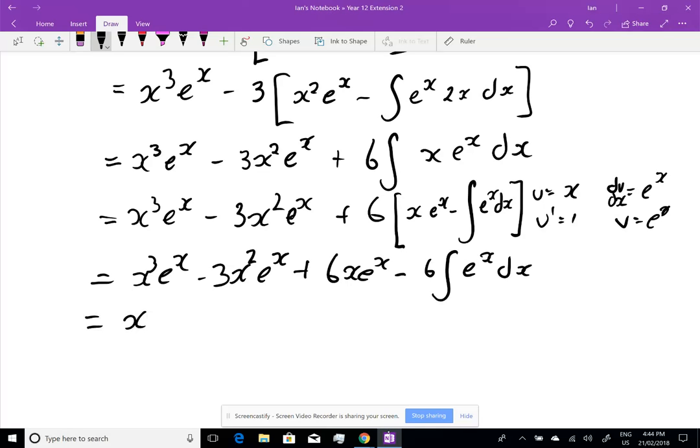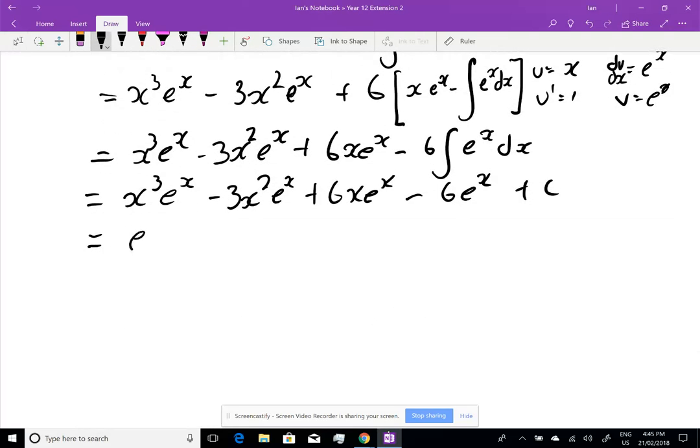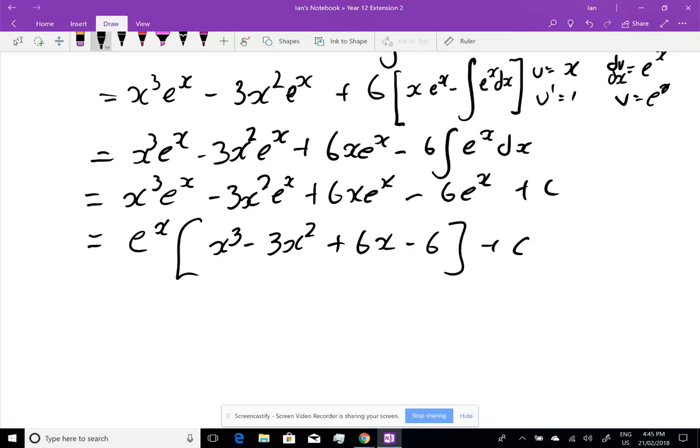Oh yeah, we're almost there. x cubed e to the x minus 3x squared e to the x plus 6x e to the x minus 6 e to the x plus some constant. Now you can factorise that e to the x out and you'll get e to the x cubed minus 3x squared plus 6x minus 6 plus some constant. Whoa! Okay.